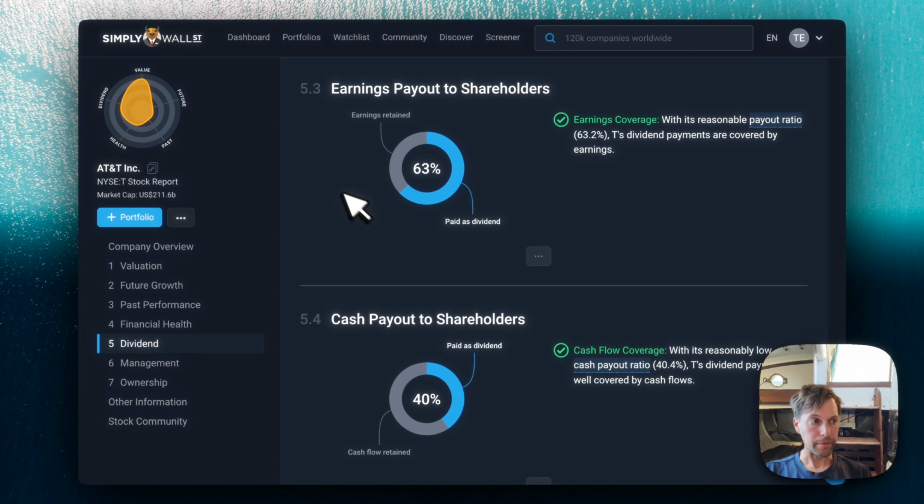You can see here that on an earnings basis for AT&T, you've got 63% of their earnings being paid out as a dividend, which is actually reasonably high. And then on a cash basis, you can see there's only 40%, so it's quite a lot lower.